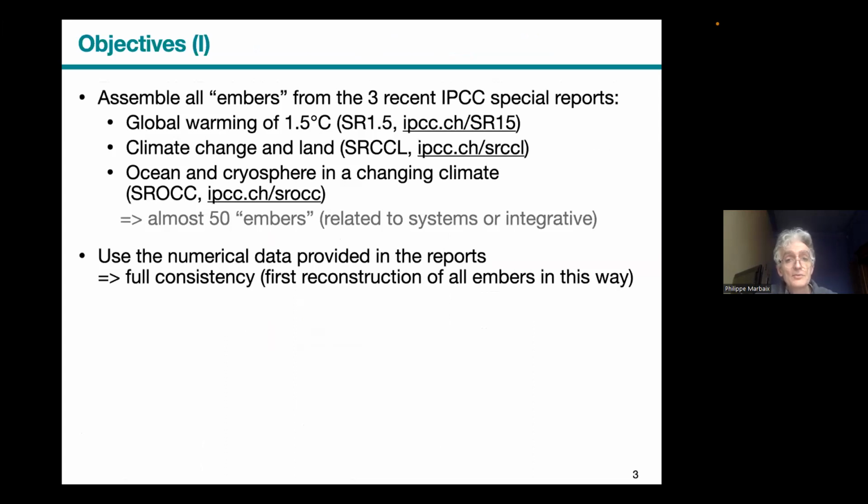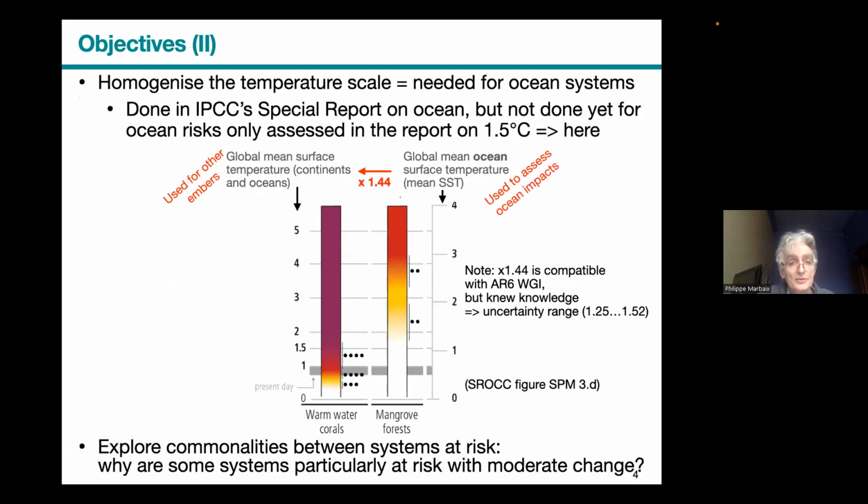Yes. What we want to do here is to use this framework to assemble or regroup the risk assessment from the three last IPCC special reports, which are the report on the global warming of 1.5 degrees, the report on climate change and land, and the report on ocean and cryosphere. Altogether, these reports present in themselves about 50 burning ember diagrams, so illustrate a risk for about 50 systems or integrative risks. And what we did here is to start from the source data in the report to assemble this risk in a way that is fully homogenized.